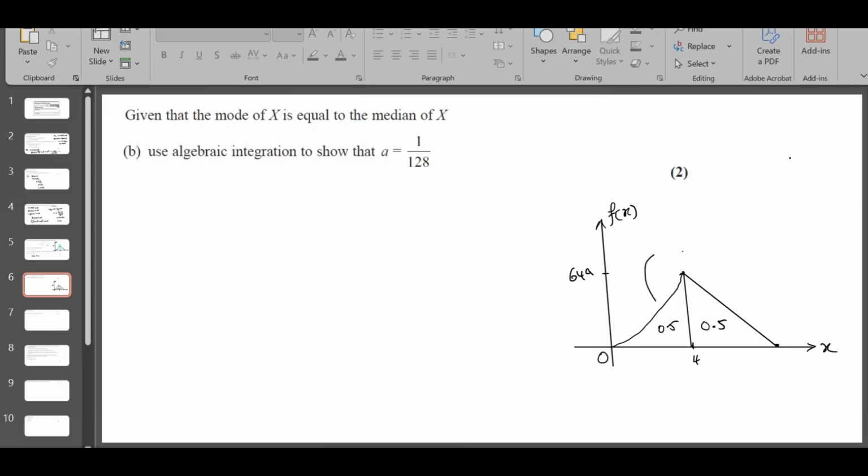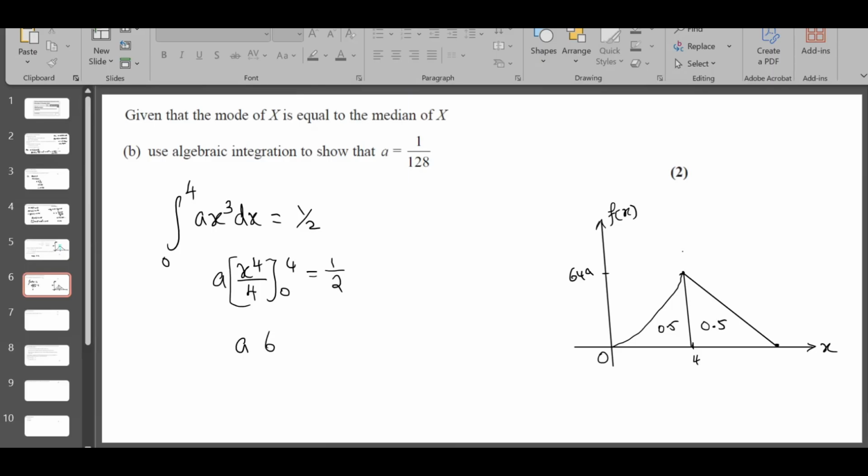So if you integrate this function from 0 to 4, it should be equal to half. So integral 0 to 4 of ax cubed dx is equal to half, which is ax power 4 by 4, from 0 to 4, is half. Sub in the upper limit, 4 to the power 4 is 256, divided by 4 is 64, minus 0 is 1 over 2. So 64 goes to the other side, a is 1 over 128. Just 2 more questions.